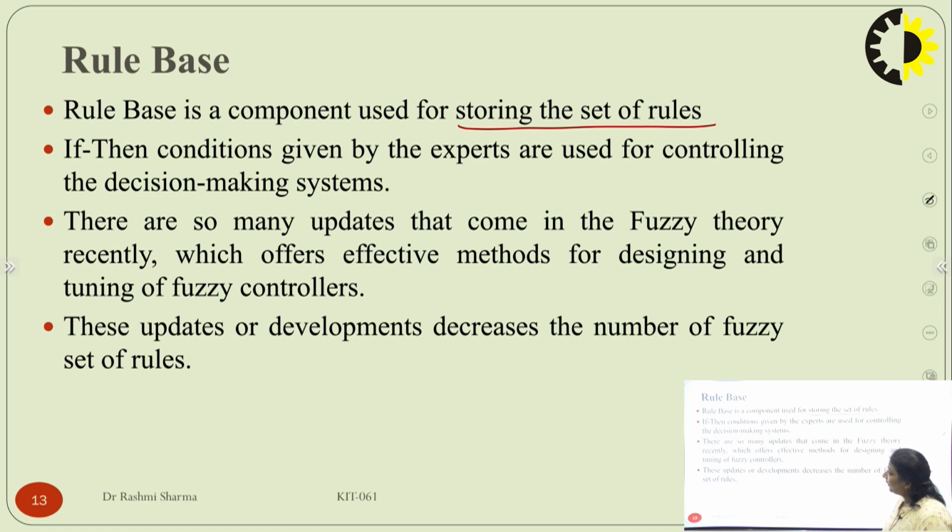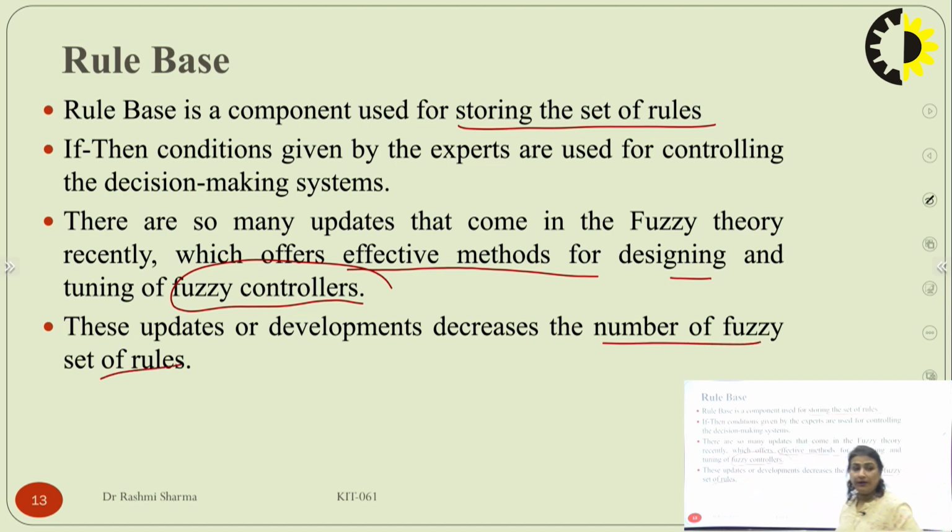There are so many recent updates in fuzzy theory that offer effective methods for designing and tackling the fuzzy controller. You might have seen that previously we had only machines with a timer and spinners. Now we have water temperature also. We have care for the clothes also, like whether you want to wash with steam or a gentle wash. These updates and developments decrease the number of fuzzy sets of rules. We require fewer because whenever we go for a gentle wash, I have to follow these rules. If the temperature is 20 to 30 degrees, I have to take this particular set of actions. So we are segregating that by using some basic rules.